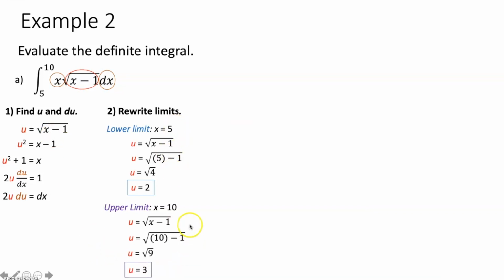So now that I've rewritten my limits, I can go ahead and rewrite my integral in terms of u and du with these new limits. So it's going to be the integral from 2 to 3 of, and then I'm going to take u, substitute it in for the square root of x minus 1. I'm going to take u squared plus 1, plug it in for x, take 2u du, plug that in for dx. Now I have this integral rewritten completely in terms of u and du. So let's go ahead and simplify this, prepare it for integration, integrate, use the fundamental theorem of calculus.